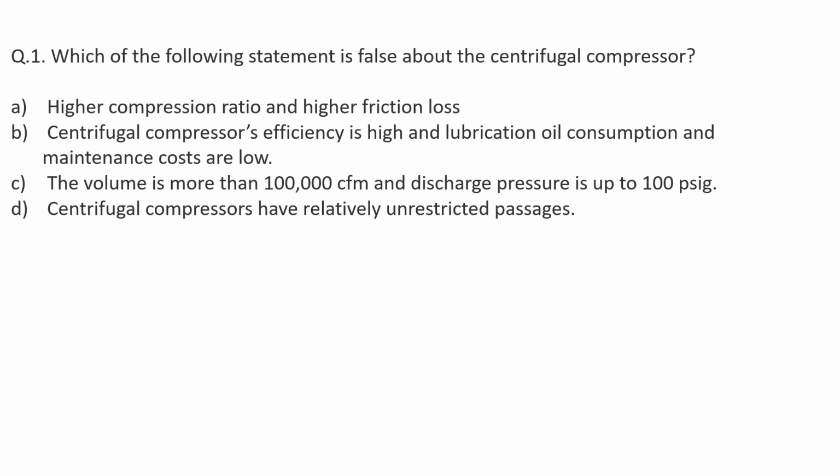So let's start with the first question: which of the following statements is false about centrifugal compression? Option A, higher compression ratio and higher friction loss. Option B, centrifugal compressor's efficiency is high and lubrication oil consumption and maintenance costs are low. Option C, the volume is more than 1 lakh CFM and discharge pressure is up to 100 psig. And option D, centrifugal compressors have relatively unrestricted passages. So we have to find which statement is false about the centrifugal compressor.